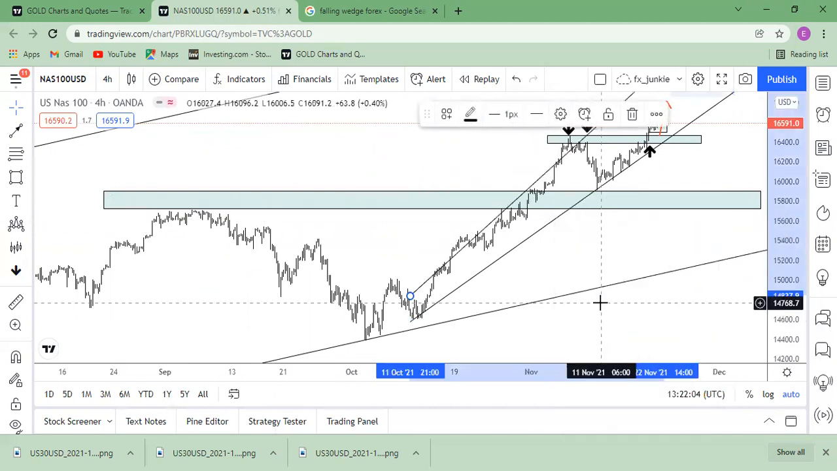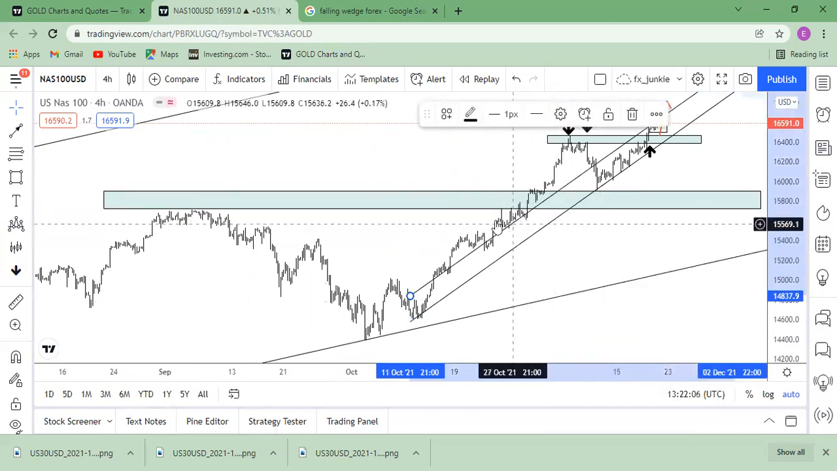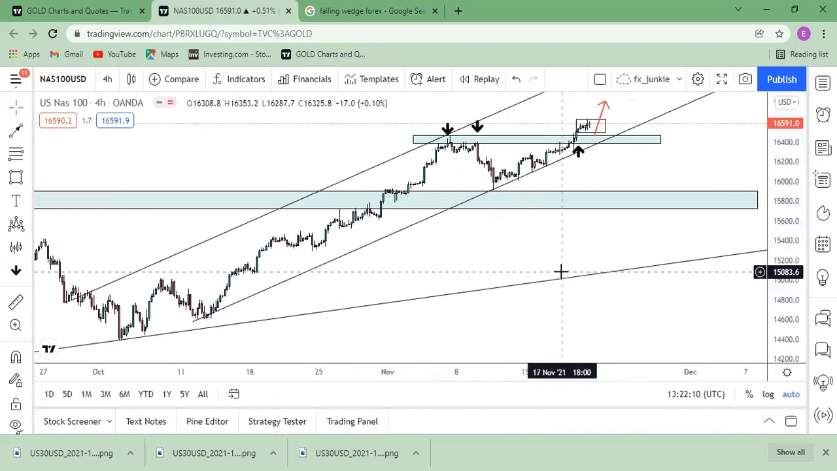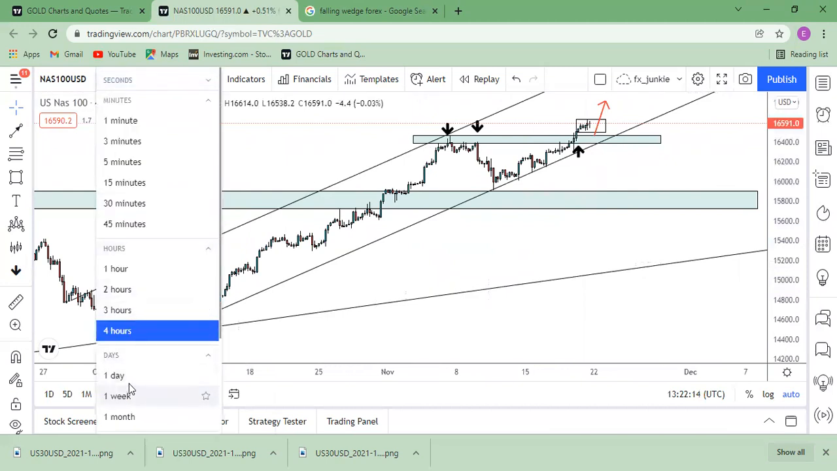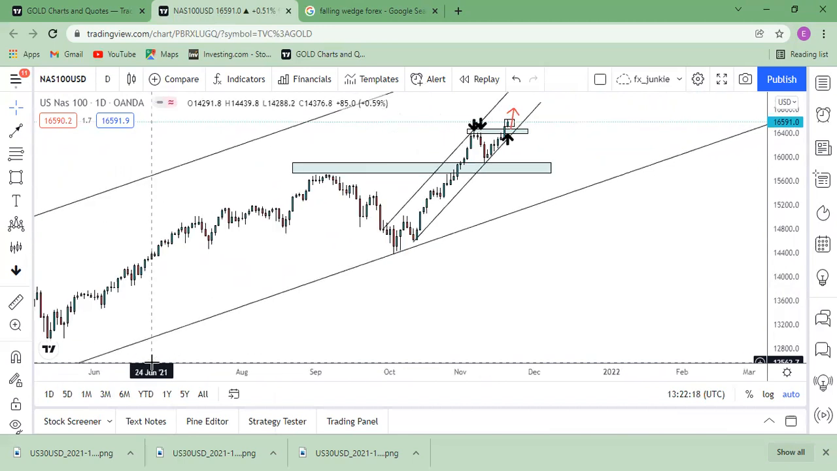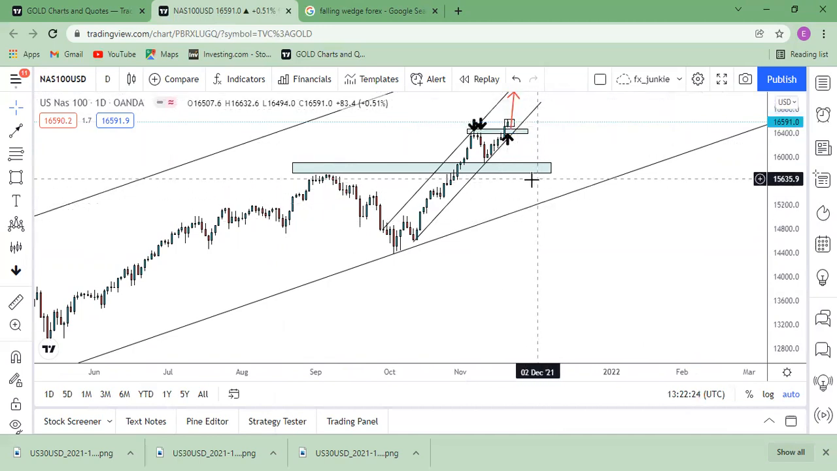Support, resistance. So we should be then going up. Go back to daily just to confirm something. Yep, there we go. So anticipating Nasdaq also to do the same thing as US30. We're anticipating more buys next week, this upcoming week.